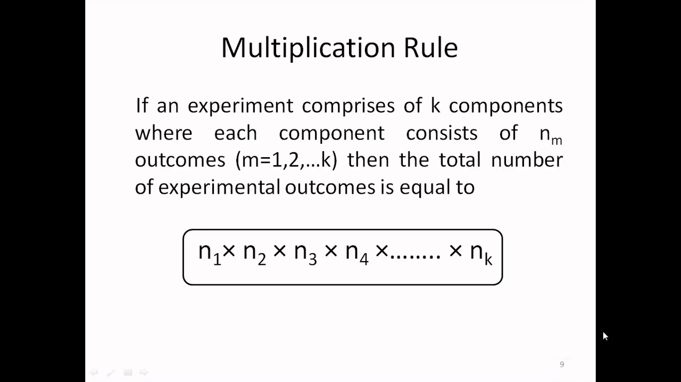So here comes the multiplication rule. If an experiment comprises k components, where each component consists of nm outcomes, where m is equal to 1, 2 till k, then the total number of experimental outcomes is equal to the product of all the outcomes, n1 into n2 into n3 till nk.